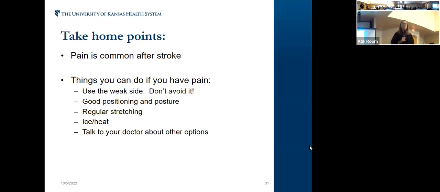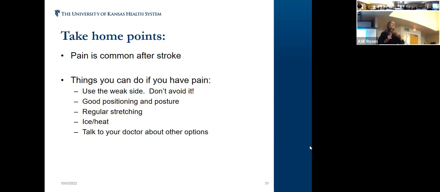Neuropathic pain at the end of the day is, again, the brain interpreting signals the wrong way. All right, so those are almost all of my slides. Take-home points: pain is pretty common after stroke. It's okay, it's not your fault if you have pain, but if you have it, there are some things we can do to make it feel better. So I would reach out to your doctor or your therapist, somebody who can get you a good diagnosis, because if we can diagnose what's causing the pain, we might be able to help it.